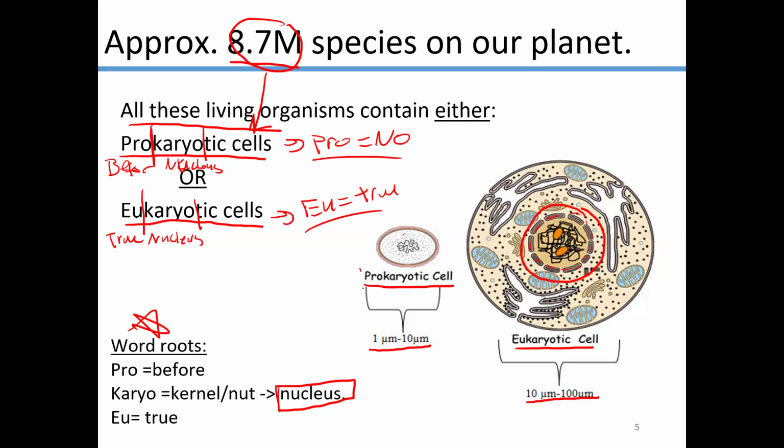So again, pro, no, meaning that we have no nucleus. And then EU, true, meaning that we have a nucleus over here. So not only is size going to differentiate between them, but one of the major factors is going to be that nucleus. So again, prokaryotic cells, no. Eukaryotic cells, true.